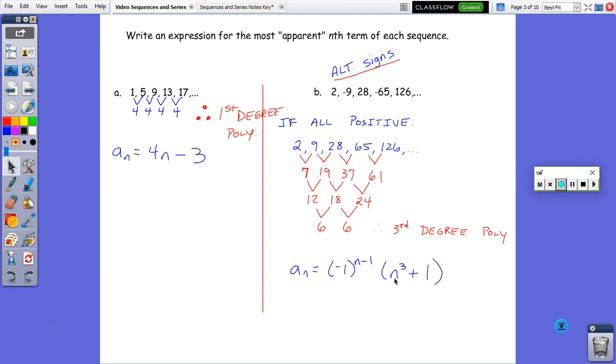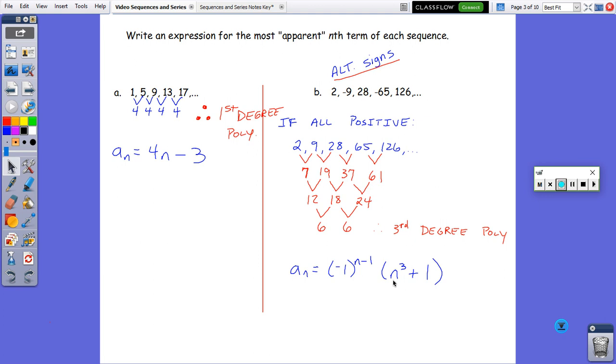So if you were to plug in 1, for instance, and cube it, and if you add 1, now we're back at 2. If you plug in 2, our second term in our sequence, and cube it, that'd be 8. 8 plus 1 is 9. You can continue to do that. 3 to the third plus 1 is 28. 4 to the third plus 1 is 65. And then obviously 5 to the third plus 1 is 126. So we've now developed this blue sequence right here, 2, 9, 28, 65, and 126.